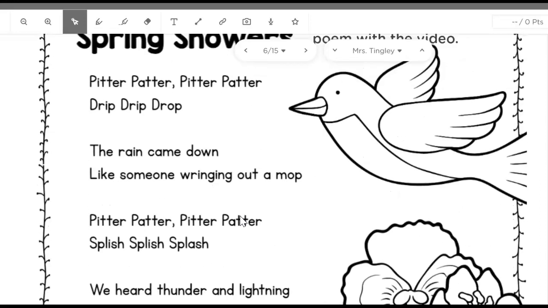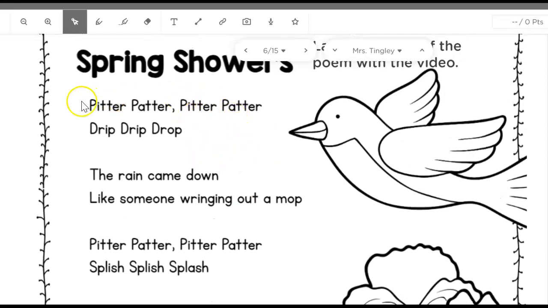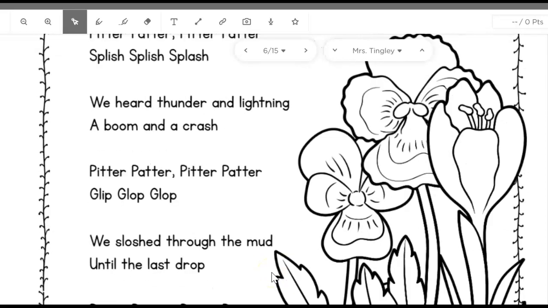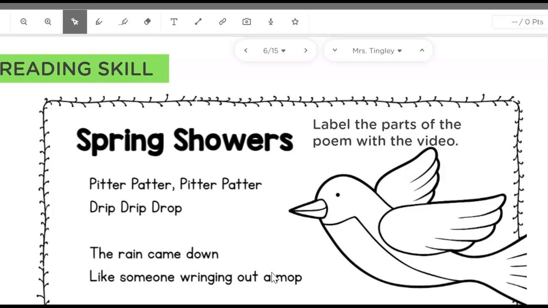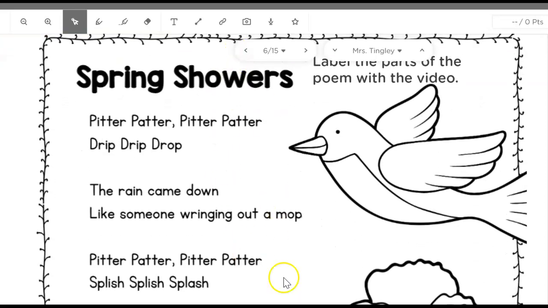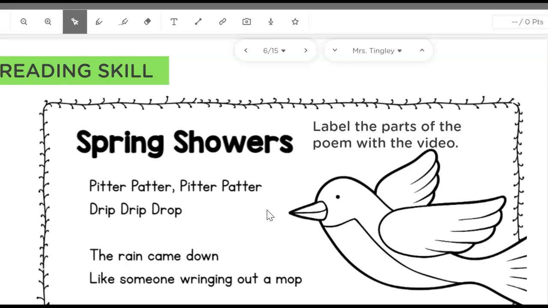Now I can see different parts of figurative language in here. I see a lot of Ps. Spring showers starts with the same sound, splish splash starts with the same sound. That is all alliteration. We also have a lot of sound words, and that's onomatopoeia: glip, glop, glop. Poems and poetry use a lot of figurative language in their writing. Now let's label the different parts.